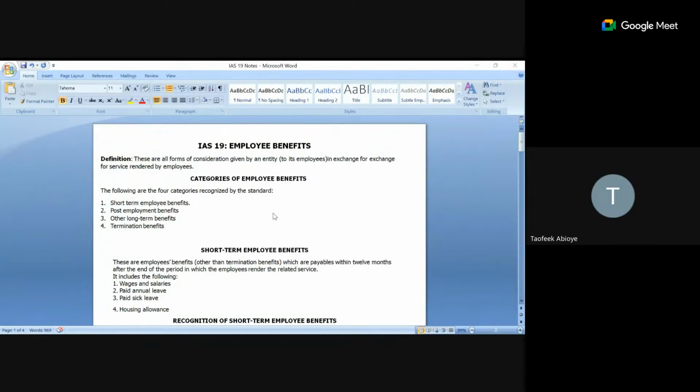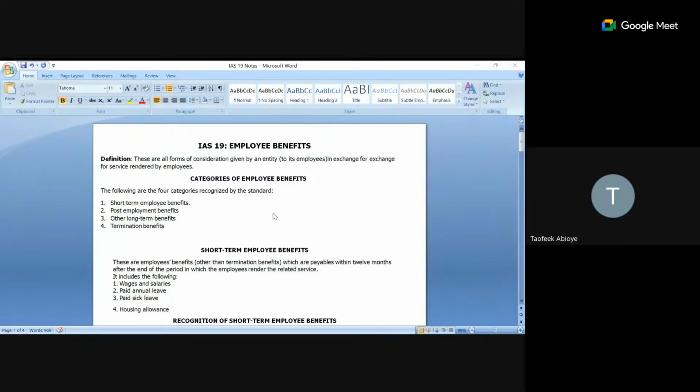These are all forms of consideration given by an entity to an employee in exchange for service rendered by the employee. All of us have businesses or we are working. So when we are working, we are expecting consideration. So all forms of consideration given by an entity to an employee are called employee benefits.